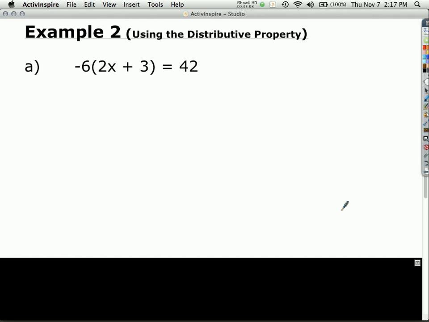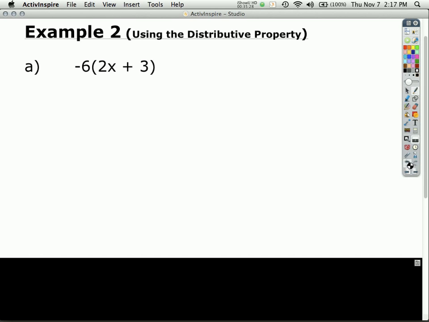Negative 6 times the quantity 2x plus 3 equals 42. Now this, I don't know how to do. But I know how to do that. So guess what? If you know how to do that, then you know how to do this. We simplify, then we solve. So we are going to simplify this by doing what we're taught to do, and then we'll put this back in and solve the equation.